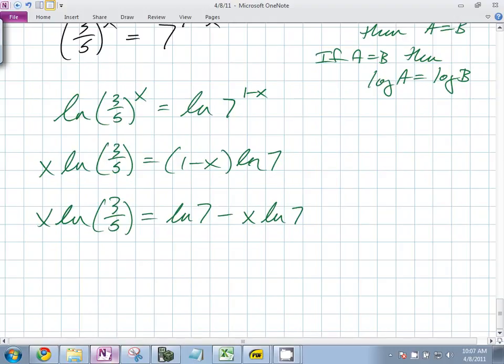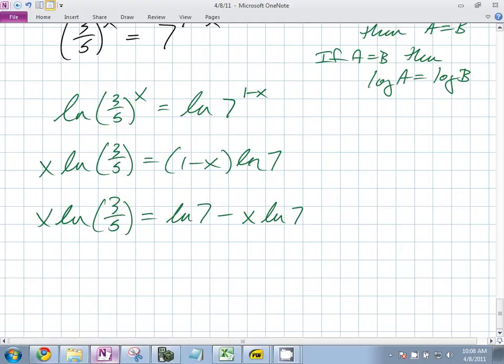Now what? What are we solving for? Stop saying division. Can't yet. Put all the x's on one side. You've literally done this several hundred times. I'm not exaggerating here. ln 7 is just a number. ln 3/5 is too, so what do you have?